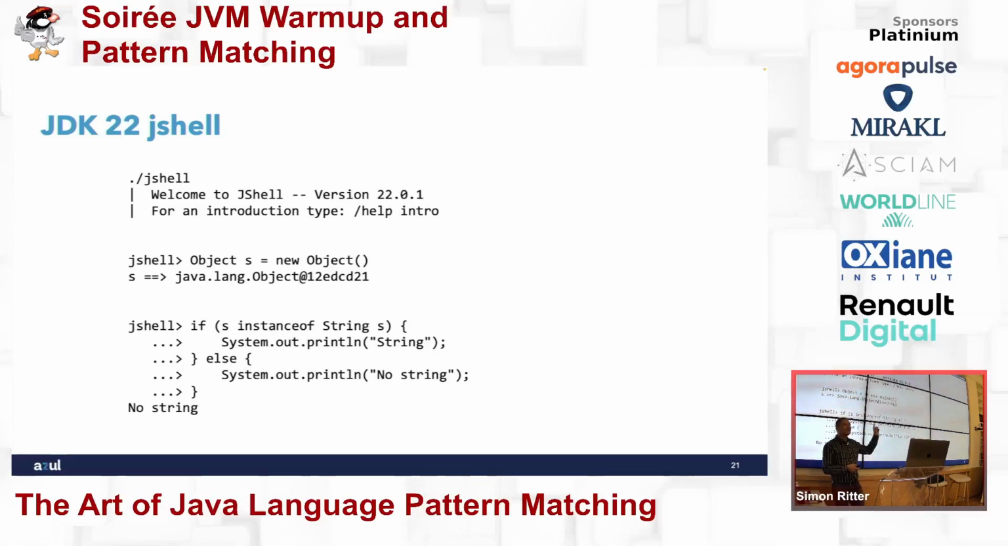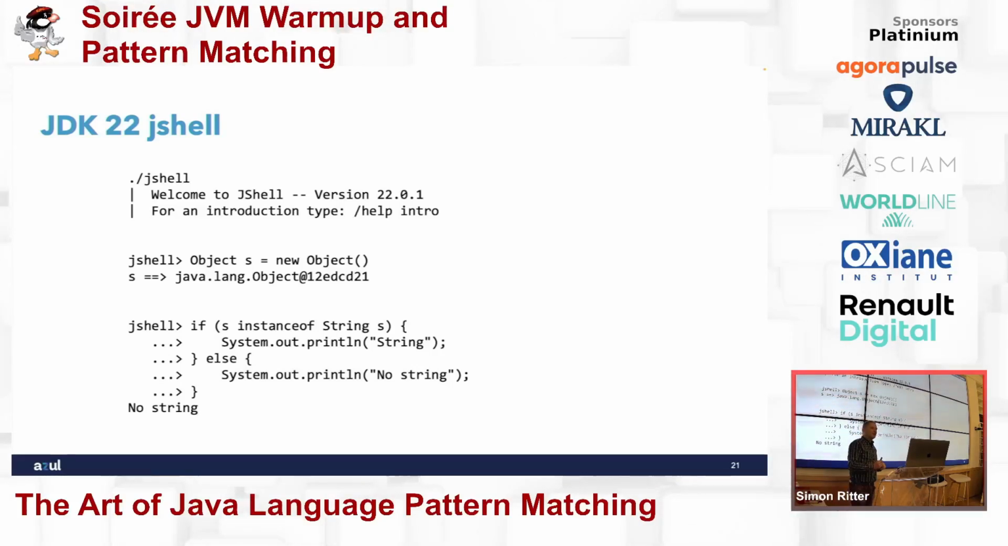Now, I haven't tried this on 23 yet. I should do because it's coming out next week, but it still works on 22 and it will work. So you can do Object s equals new Object. It says, yep, okay, that's fine. And then you say if s instanceof String s and so on, and it will say no string. It will work quite happily.